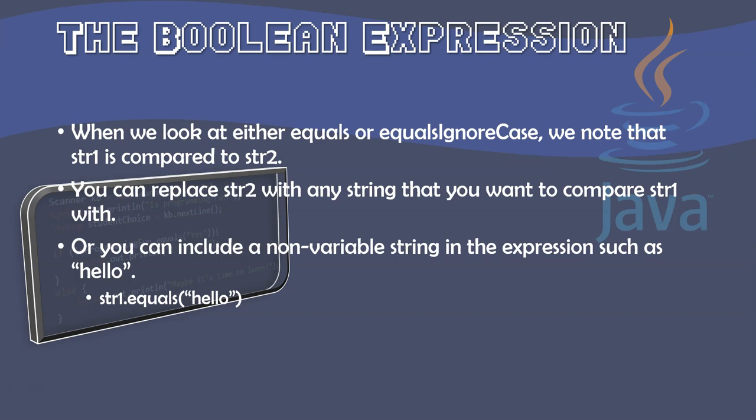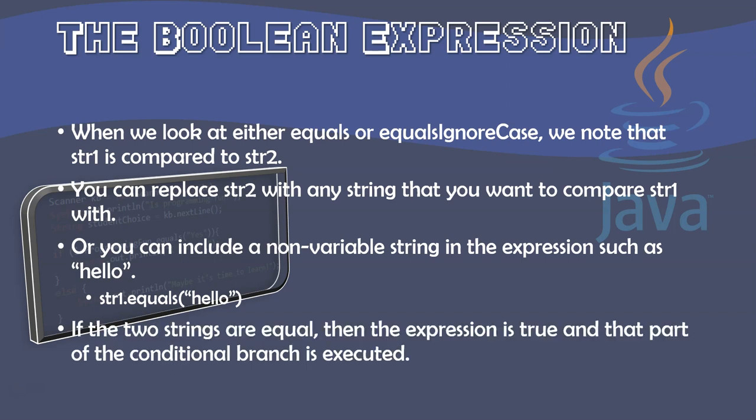For example, if we have a program that is going to do certain things when a certain word is entered, this is a great way to do this. Like when we get to working with loops, we might use a conditional statement to terminate the loop. This could be one way to do it: we could have a string like this, dot equals, that says, when you see this certain word, I want you to stop the loop. Now, if the two strings are equal, then that expression is true, and that part of our conditional branch is executed.